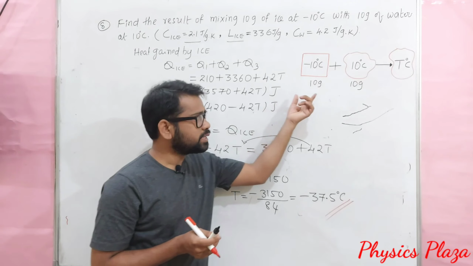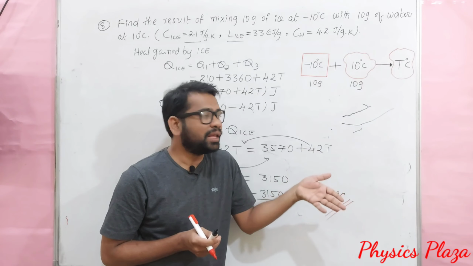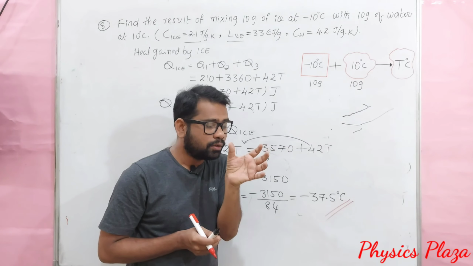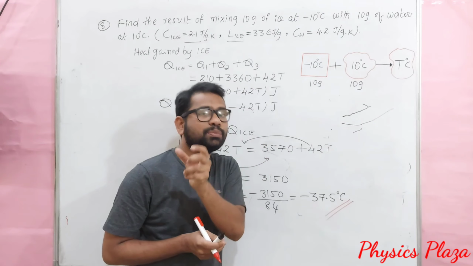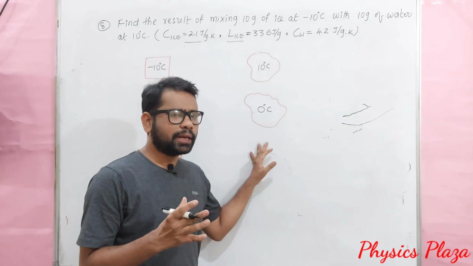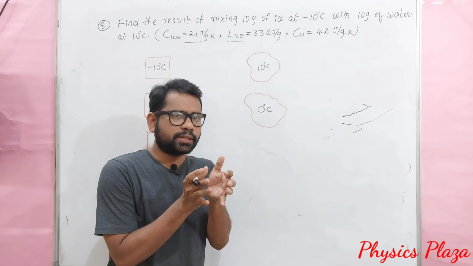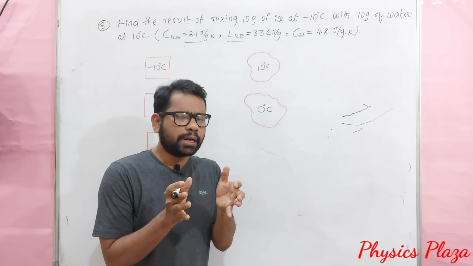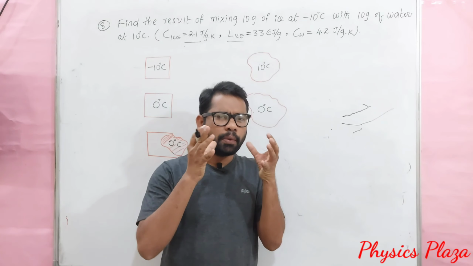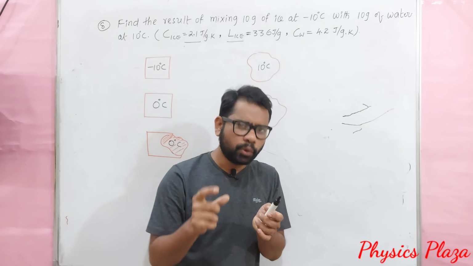Sir, as the whole ice is not melting, what is the amount of ice which is melting during this process? Let us calculate how much mass of ice melts. You copy this. Now we will calculate the amount of ice which melts. As we got the answer of minus 37.5 degrees Celsius, what does it mean? The total mass won't melt at all. Only some part will melt. Let us say that small m only will melt.